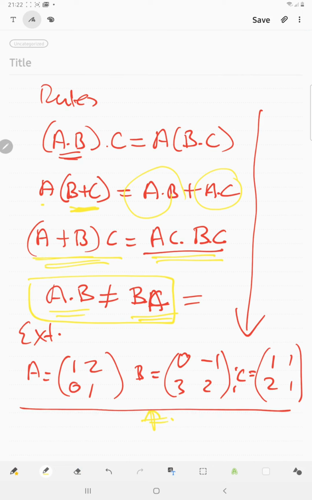Okay, so we'll continue in the next section by looking at some complexities regarding these matrices in question.